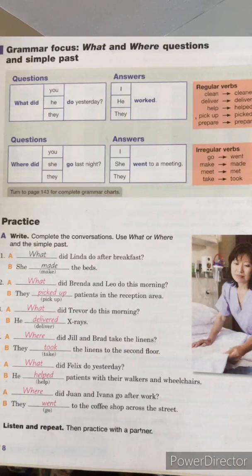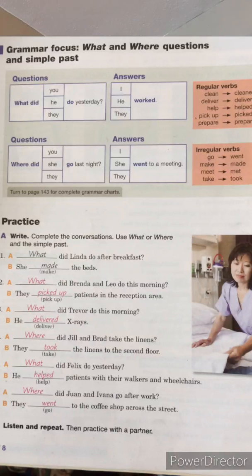So look at part 2, and we have sentences with fill in the blanks. The directions say, in part A, complete the conversations. Use what or where and the simple past. So in this exercise, you will finish the question writing the correct question word, what or where, and then you will answer that question using the correct past tense verb. So in number 1, the example given, A says, what did Linda do after breakfast?